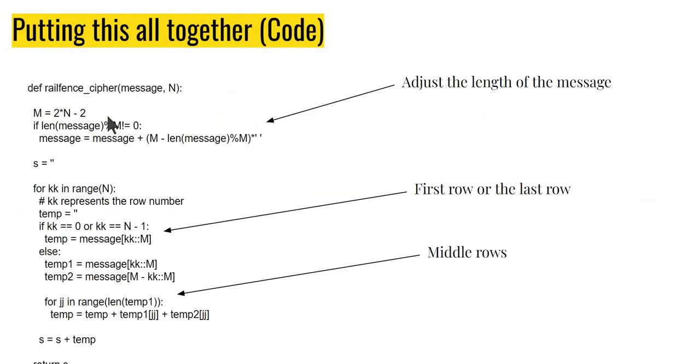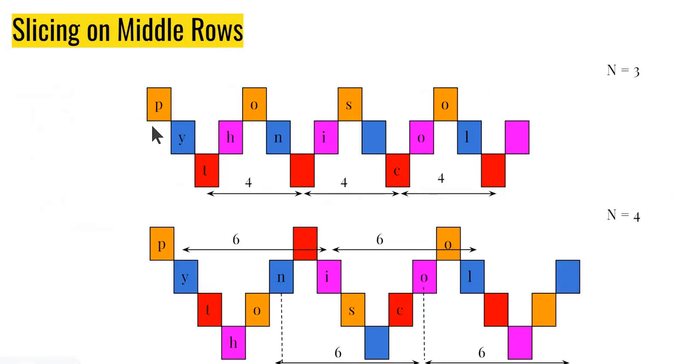Notice what we are going to do is that first I'm going to define m as 2n plus 2n minus 2. If the length of the message is not a multiple of m, I append that many spaces, and thereafter I loop over range of n, which is, remember, the number of rails. First, kk represents the row number, so if it is 0 or 1, then my message is a sliced version starting from kk. Notice if kk is 0, then the message starts at 0, which is the first row.